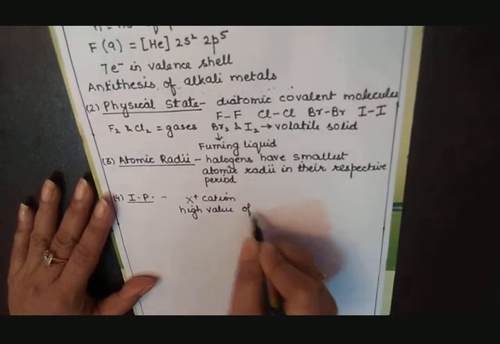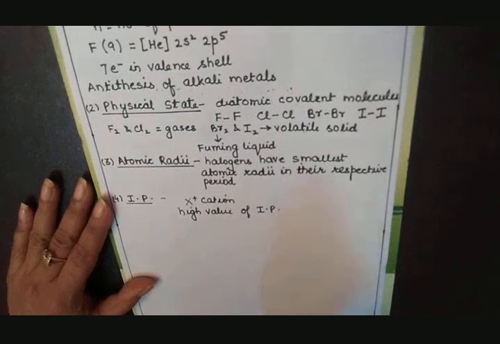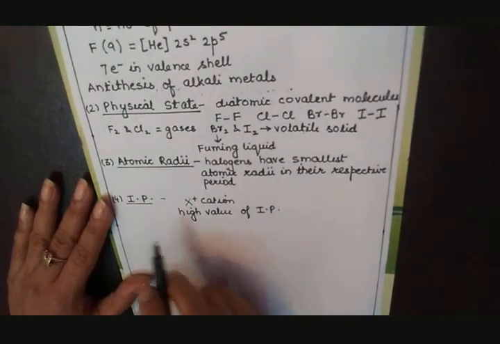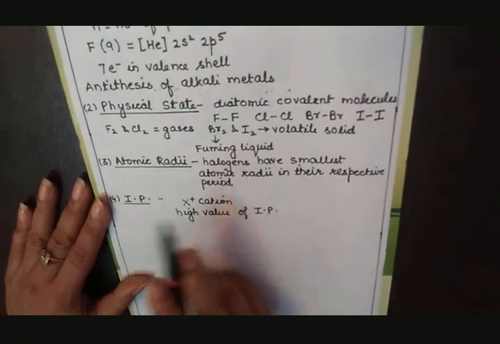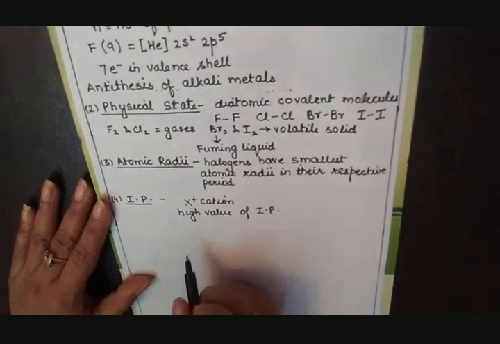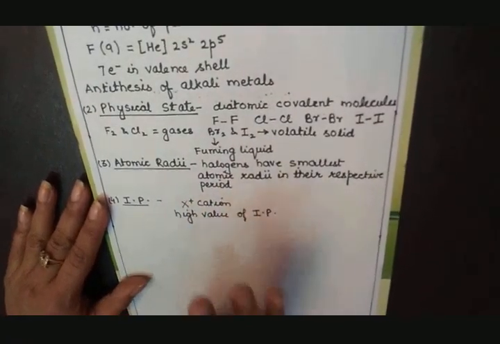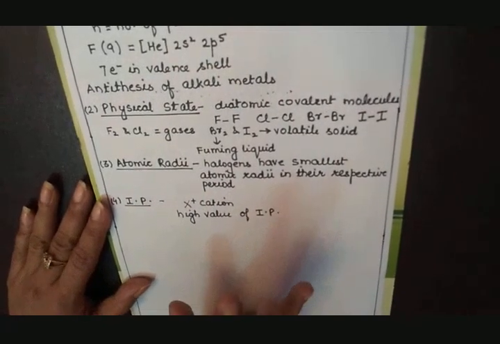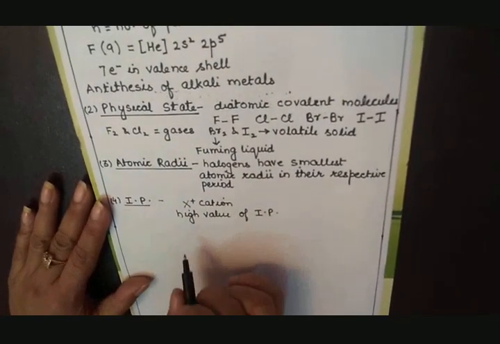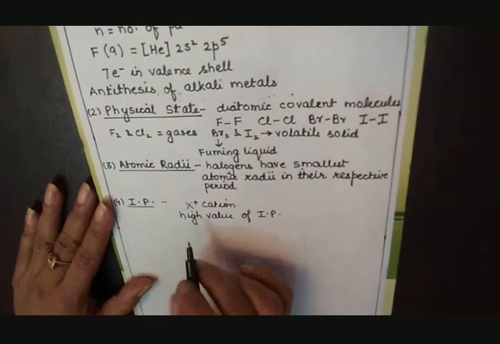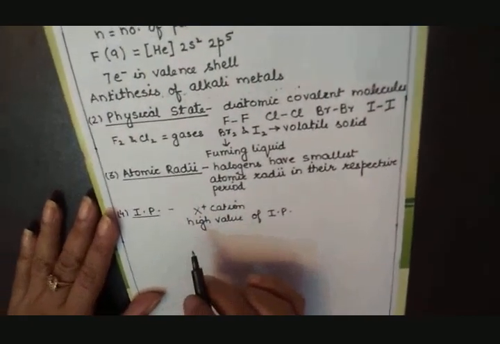High value of IP. But please do remember that in the periodic table, the last group, the group of noble gases, has the highest values of IP because they have a completely filled valence shell. And out of all the elements in the periodic table, helium has the highest IP.